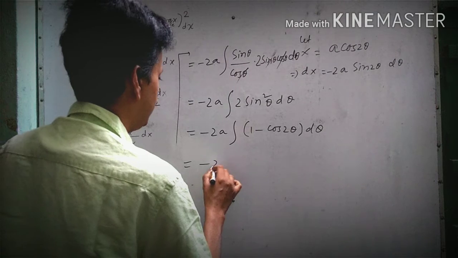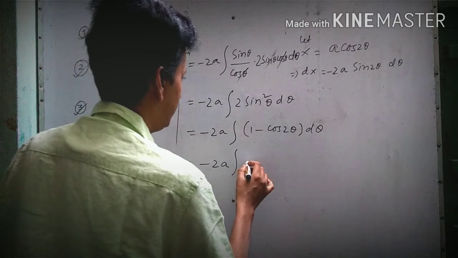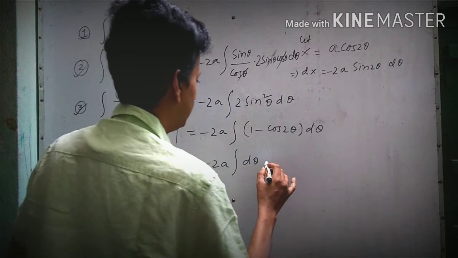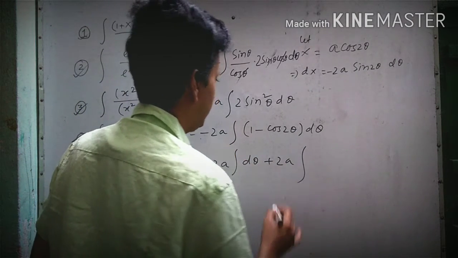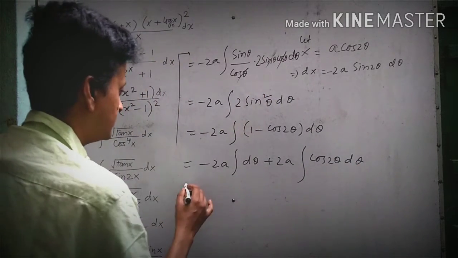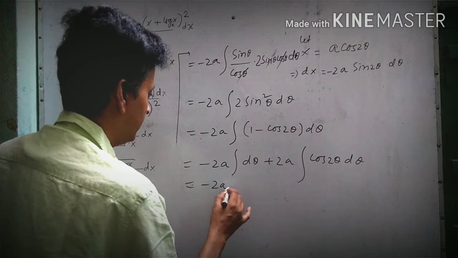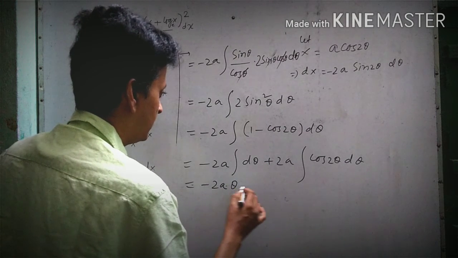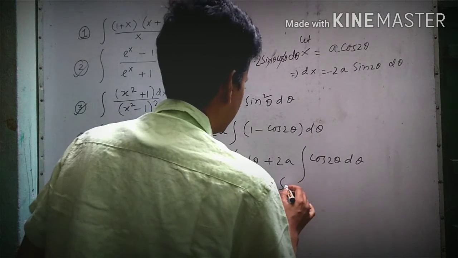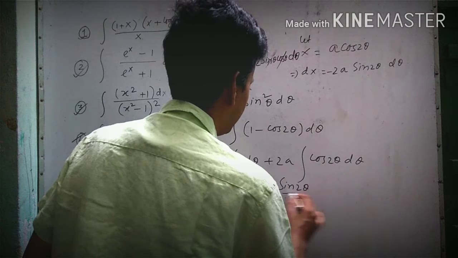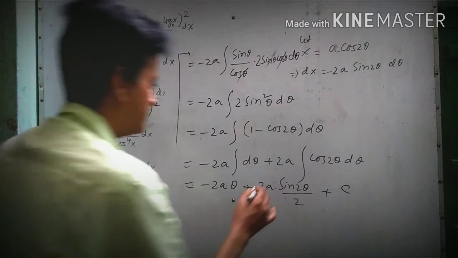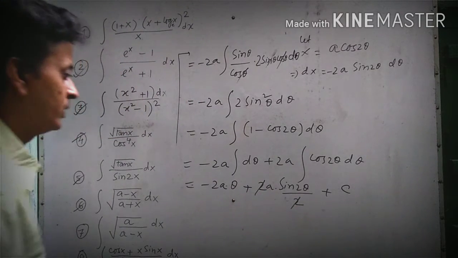So our problem is like minus 2a into integration of d theta and this minus, that is plus 2a into integration of cos 2 theta d theta. So we get minus 2a, that integration of d theta, that is theta, plus 2a into integration of cos 2 theta, that is sine 2 theta by 2 plus c. Here 2 and 2 is cancelled.